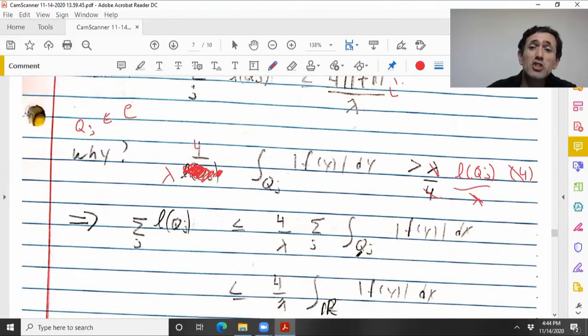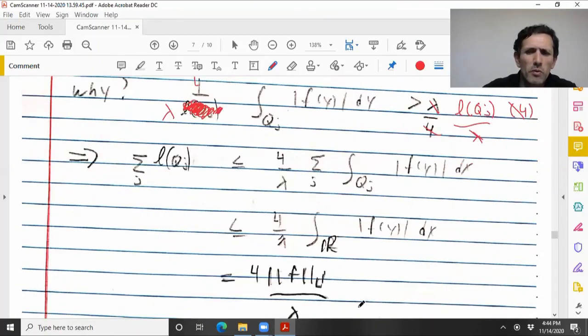Well, these are disjoint. So when you take the sum over disjoint sets and you integrate, that's certainly less than or equal to integrating over the whole real line. That's 4 times the L1 norm of f over lambda. Okay, now let's finish up step 2.